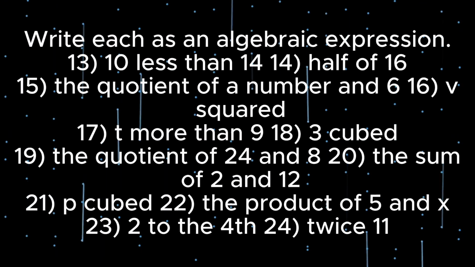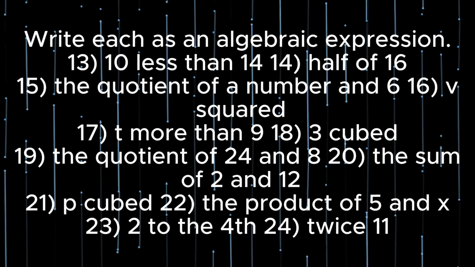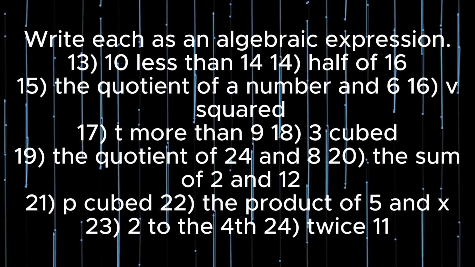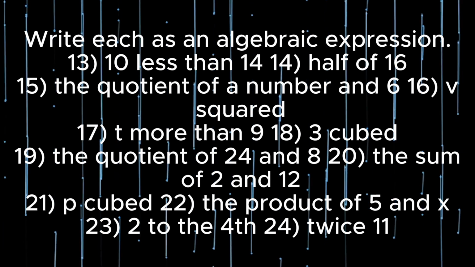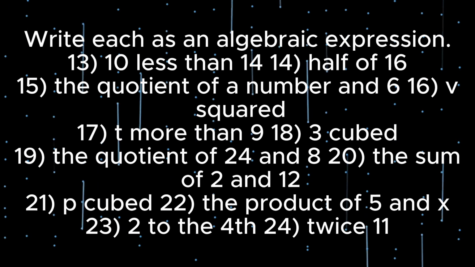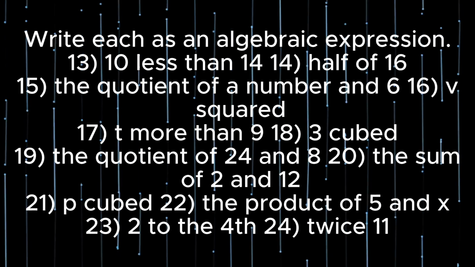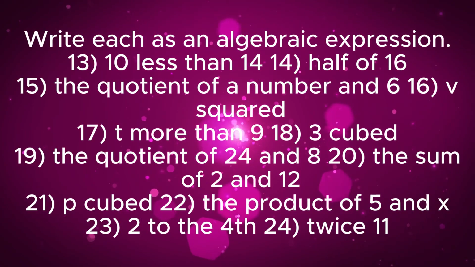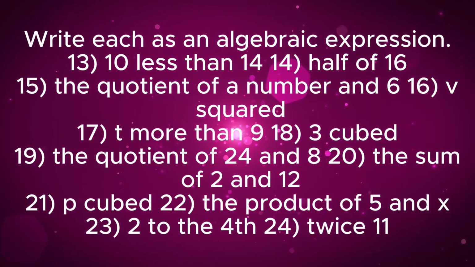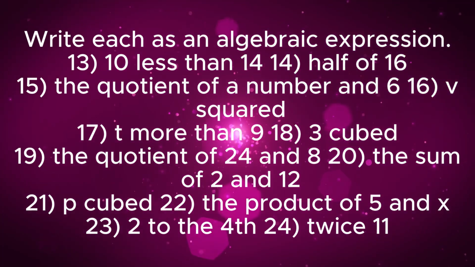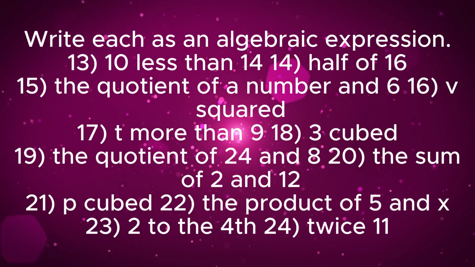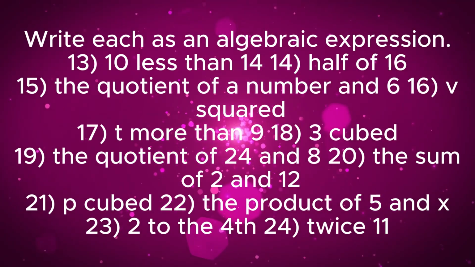Write each as an algebraic expression. 13 less than 14, 14 half of 16, 15 the quotient of a number and 6, 16 v squared, 17 t more than 9, 18 3 cubed, 19 the quotient of 24 and 8, 20 the sum of 2 and 12, 21 p cubed, 22 the product of 5 and x, 23 to the fourth, 24 twice 11.